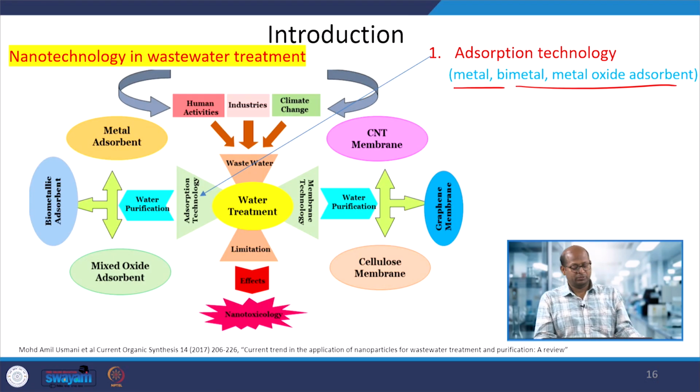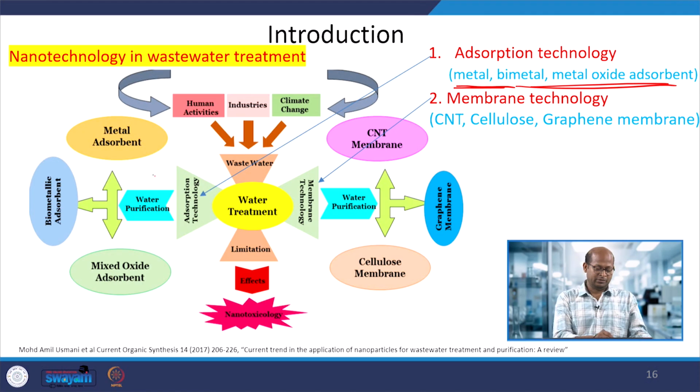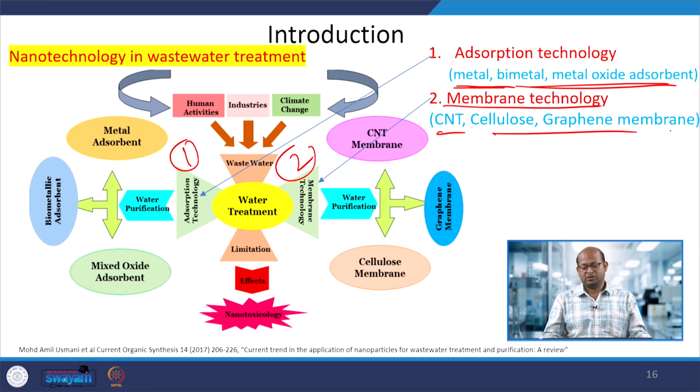The wastewater will be purified through this process using these metals or metal ions, and the wastewater will pass through these nanomaterials. Whatever metal ions are present, bivalent, monovalent, they will be adsorbed over the surface of these nanomaterials, and then we can separate those materials out from the wastewater. Another one is membrane technology, or membrane-based, where different types of nanomaterials, CNT, cellulose, graphene, can be incorporated in the membranes and then used for the separation of water or wastewater. By that way we can get good quality water.